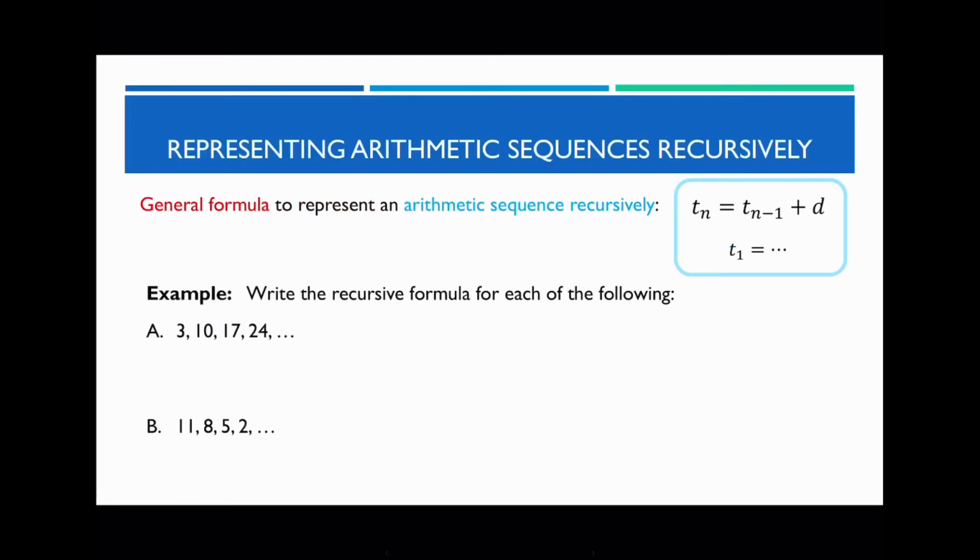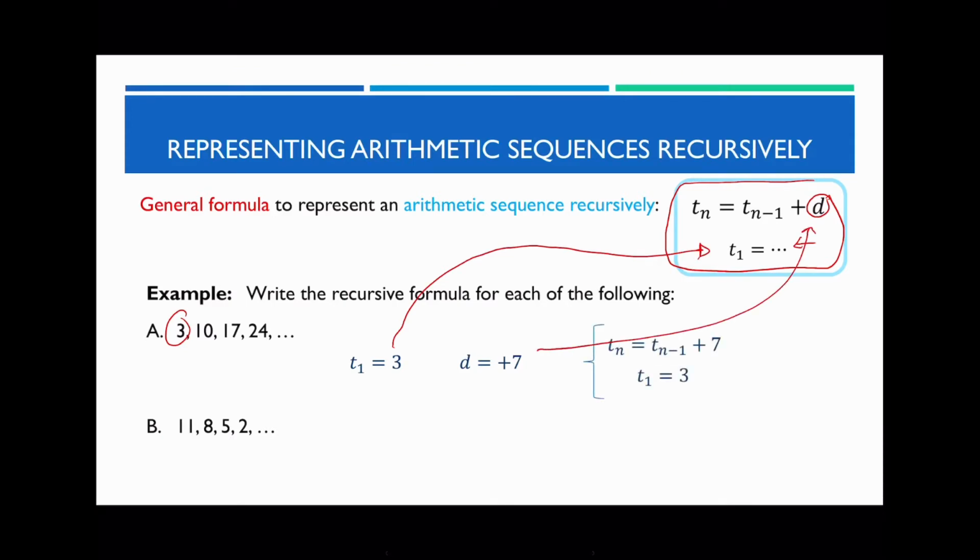Then we looked at how you represent an arithmetic sequence recursively. The way we do this is we express it in this particular form, and all we really needed to do was substitute the value of the common difference and state the first value in the arithmetic sequence. Let's look at the examples below. In this case, my first term is 3, and the common difference goes up by the same amount, so it's +7. All I do is substitute this and substitute D, and in doing so, this is going to be my answer.